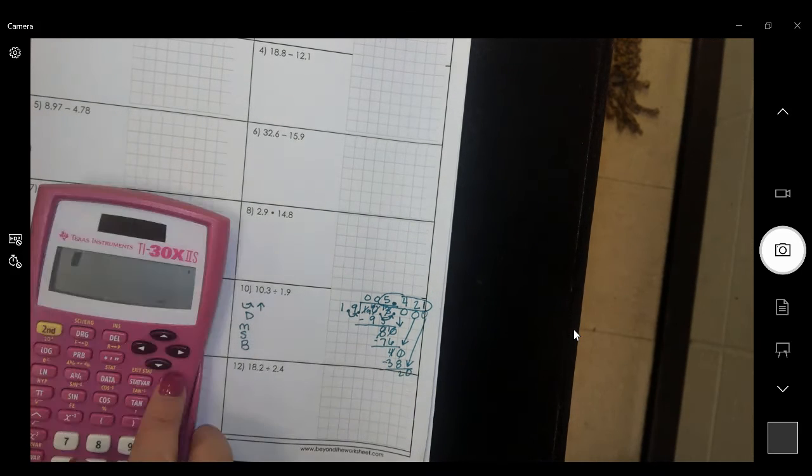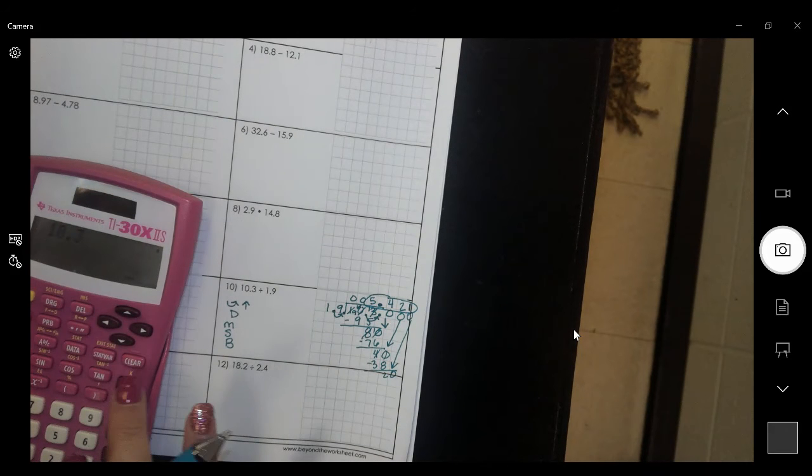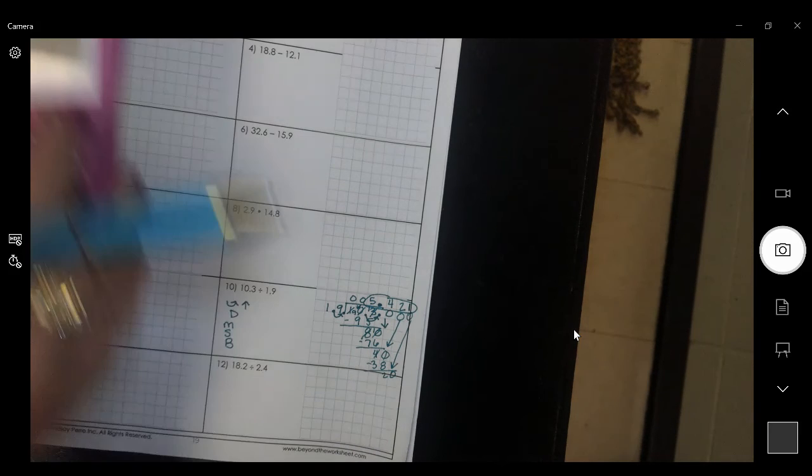Okay, and then what we can do is we can take our calculator and we can double check to make sure we got it right. 10.3 divided by 1.9. And so you can see that number just keeps going on and on and on forever. So this right here would be our final answer. Okay.